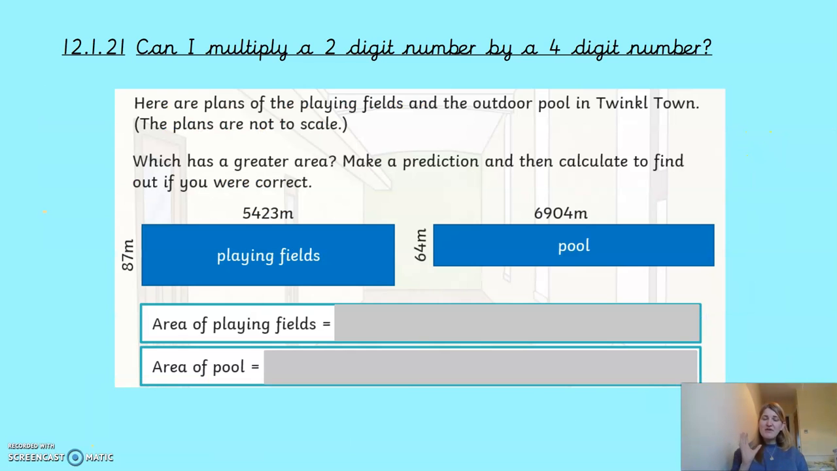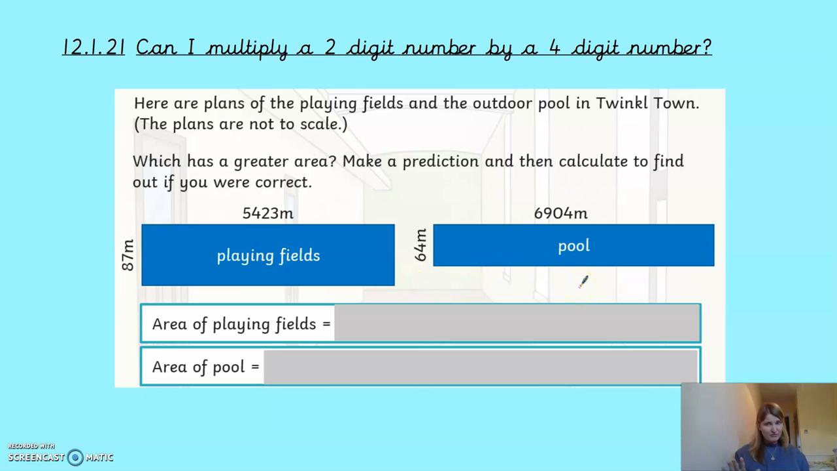Right, this I want you to do a little bit of estimation for, okay? So we've got plans, like a little picture of the playing field and the outdoor pool in Twinkletown. They're not to scale, this is just roughly the plans for them. Which one has got the greater area? Is it the playing field with a length of 5,423 and a width of 87, or is it the pool with a length of 6,904 and a width of 64 metres?